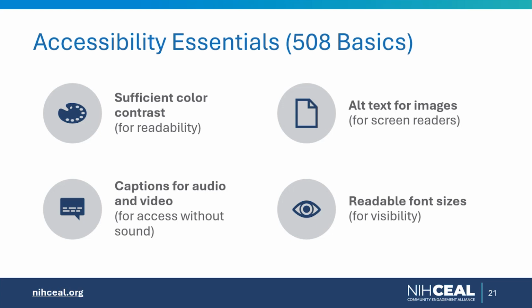Accessibility basics focus on making content usable for all readers. That includes good color contrast. Color contrast refers to the difference in brightness between two colors, typically between text and background. Good contrast ensures that people with low vision, color blindness, or other visual impairments can read and interact with your content.